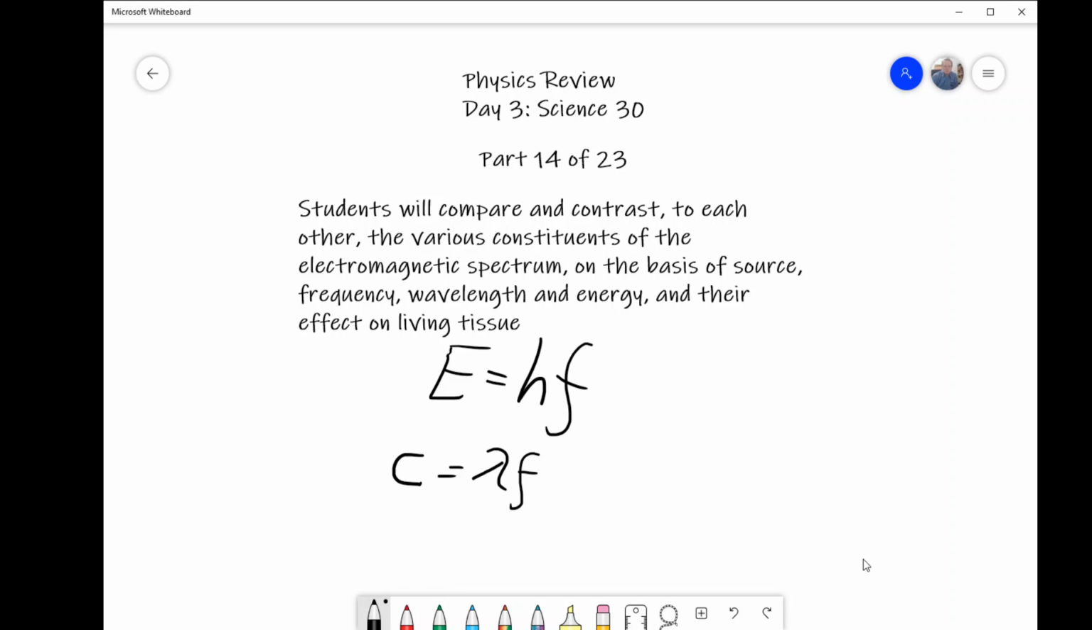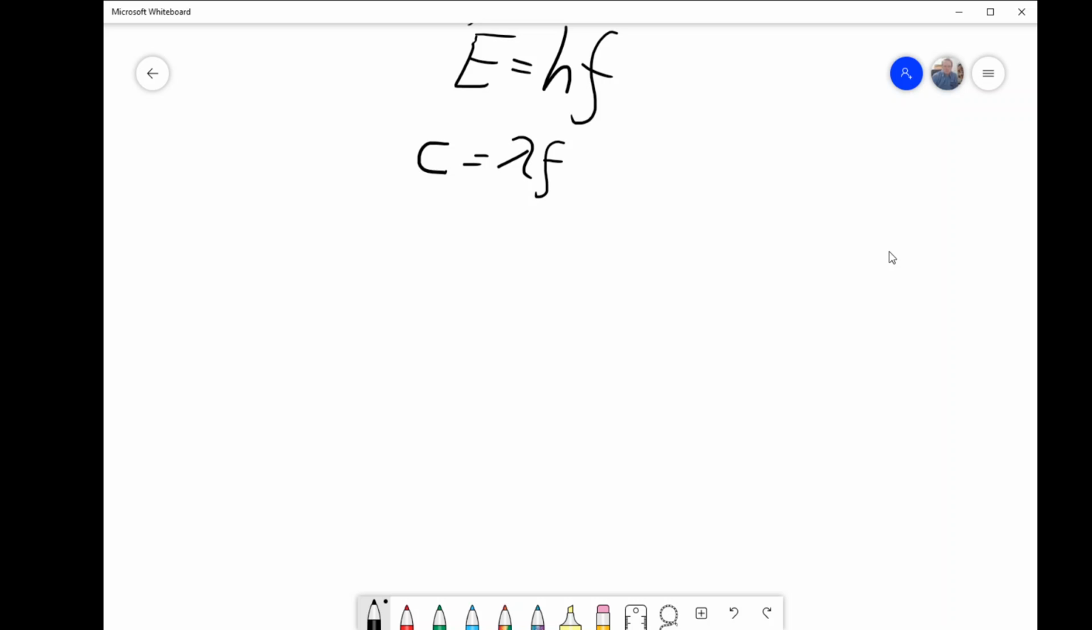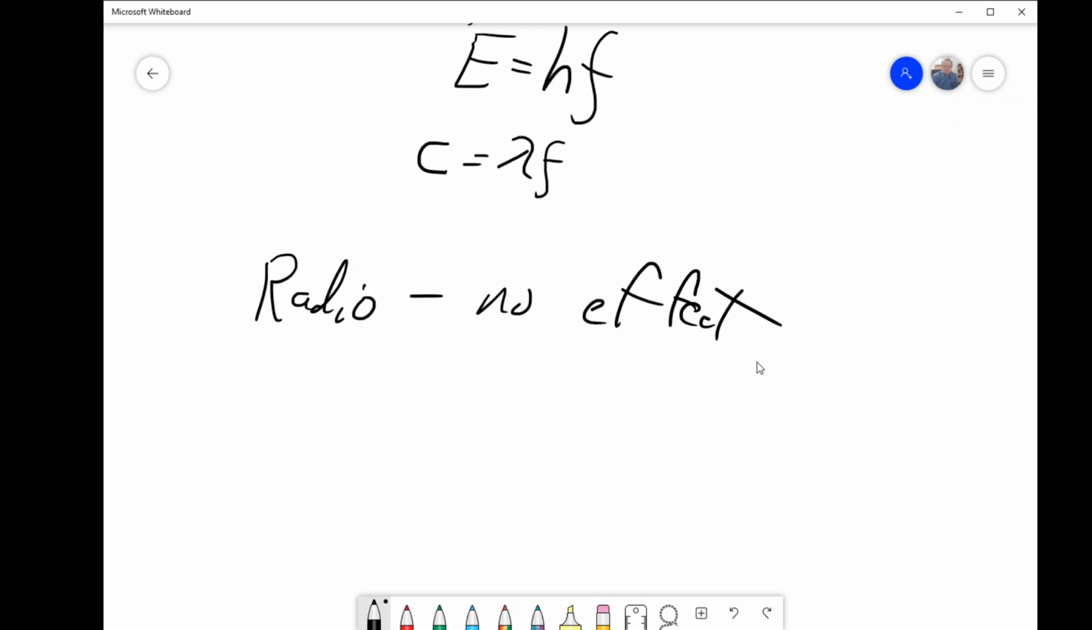But a big part of this is going to be the impact that they have on human tissues, or living tissues. So radio waves, to the best of our ability, seem to have no effect. They pass through us quite readily. Next up are microwaves. Now, they do have the potential to cook us, just like they cook the food, because they are absorbed by water molecules readily, which cause extra vibration and heat up the materials.